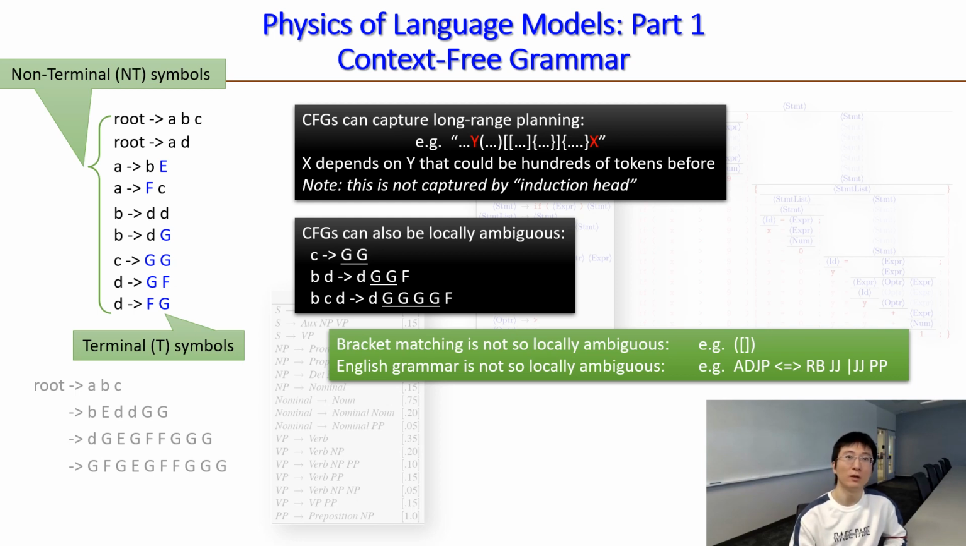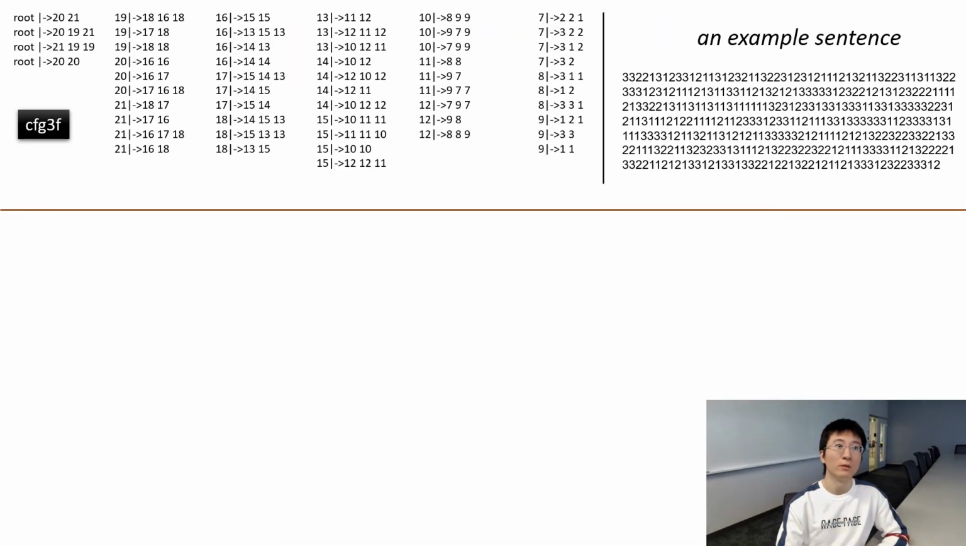For such reasons, in order to test language models' ability to really learn very complex and very locally ambiguous CFGs, we introduce our own set of synthetically defined CFGs. Here is one example. This is the CFG that we call CFG3f. It's one of the dozens of CFGs that we synthetically constructed in the paper. Let's focus on this one first.